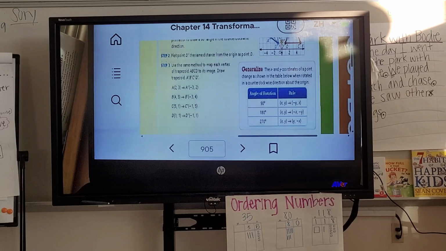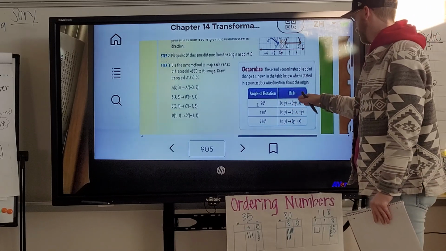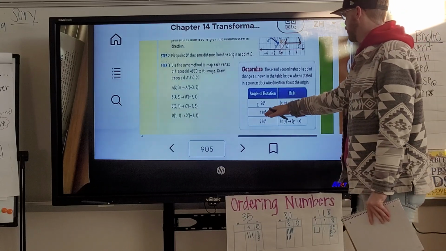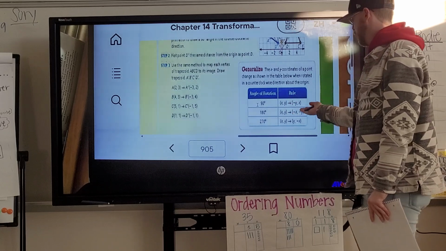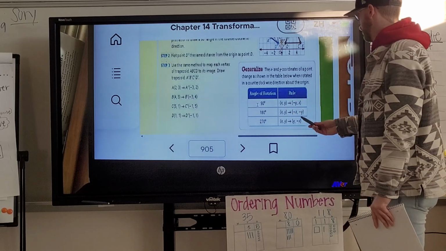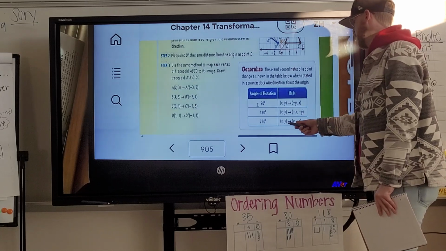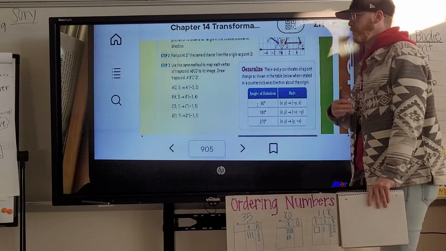This is the most important thing here, your rules. For a 90-degree rotation, your x-coordinate and y-coordinate flip, your y becomes negative and your x stays the same. For a 180-degree rotation, your x and y stay in the same place, so the coordinates stay the same, but they both become negative values. For the 270-degree rotation, the x and y are flipped, and instead of the y becoming negative, the x is negative.